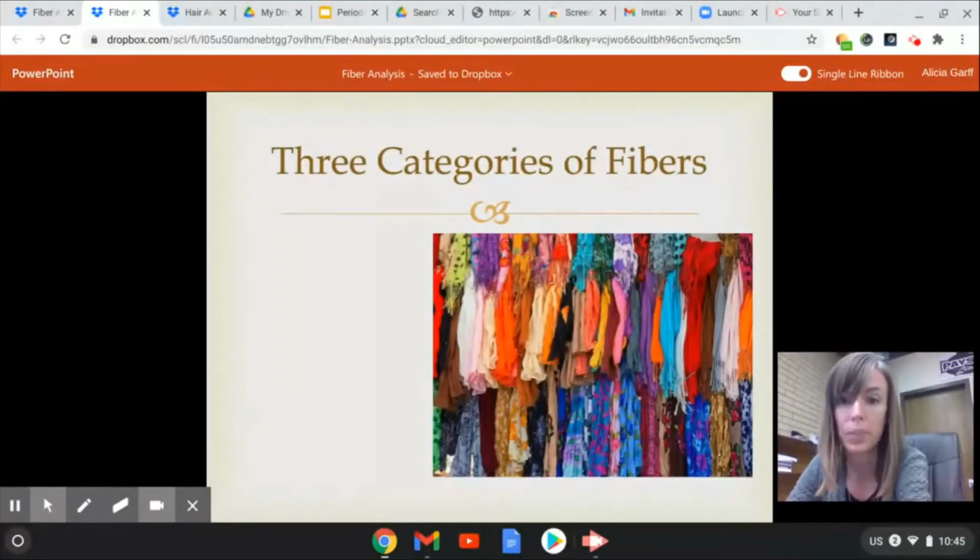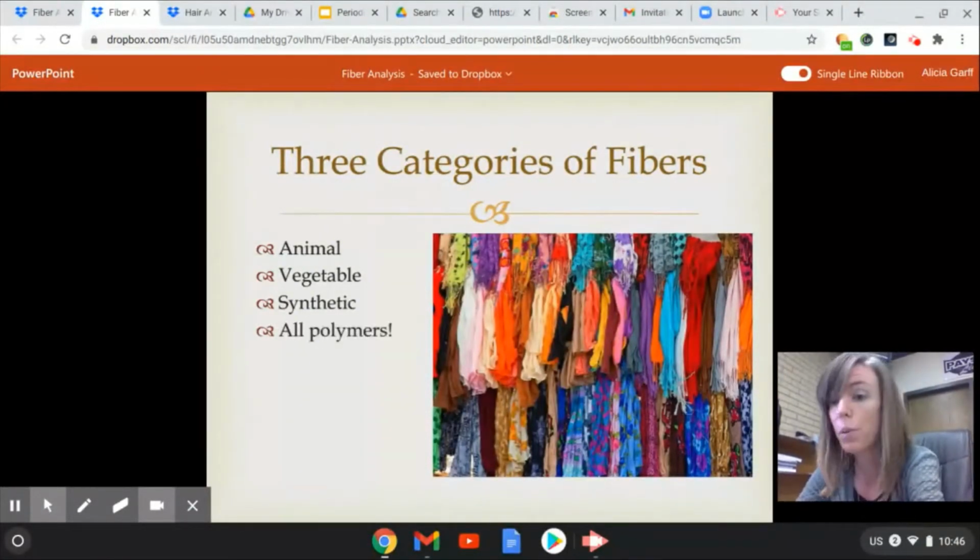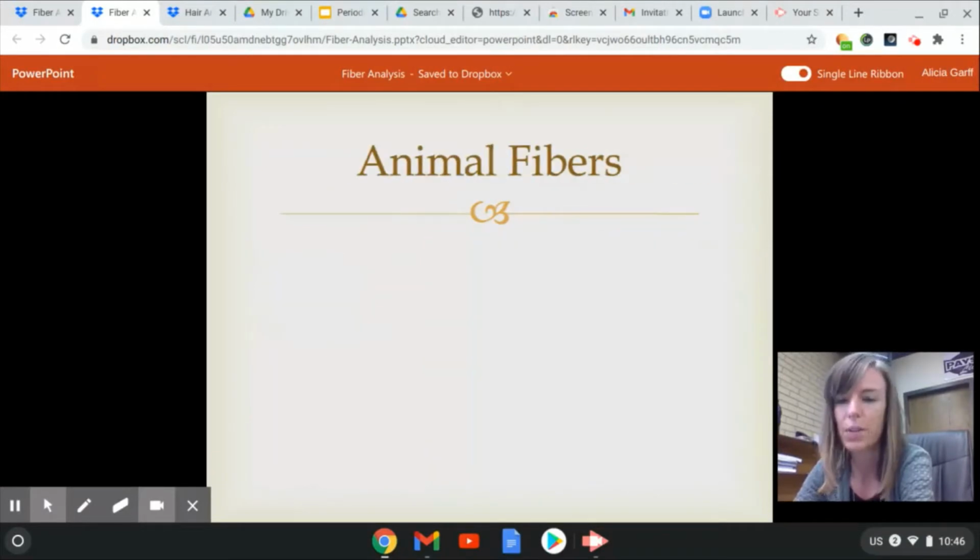Okay, so you are going to need to know how to identify several different types of fibers that fall into three categories. So there's animal fibers, vegetable fibers, and synthetic fibers. These are all types of fabric made out of different types of material. All of them are polymers. So remember, polymers are long molecules made up of small parts. So we're going to talk about animal fibers first.